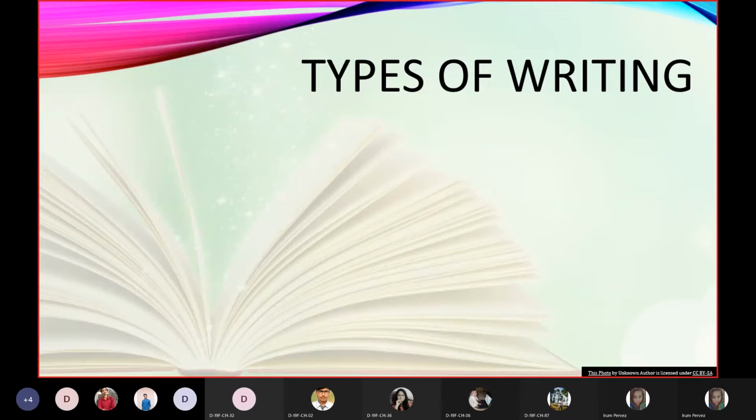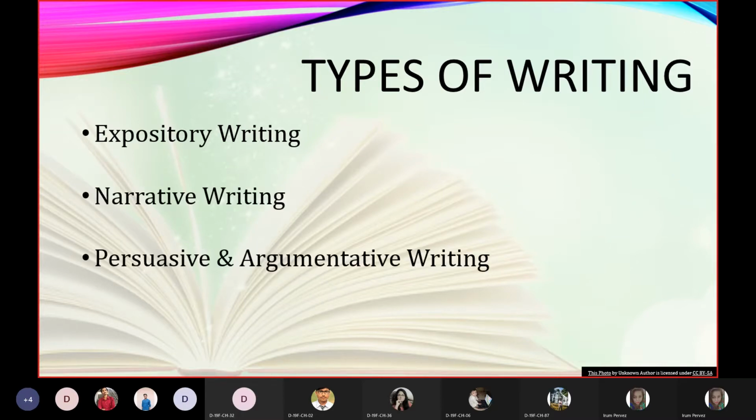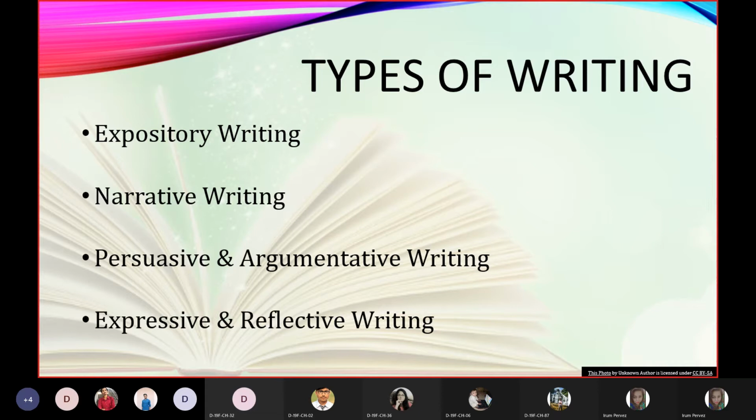Then we discussed types of writing. We learned that there are four types of writing. Number one is expository. Number two is narrative writing. Number three is persuasive and argumentative writing. And number four is expressive and reflective writing. Today we will be starting with expository writing, and expository writing is really interesting to learn.